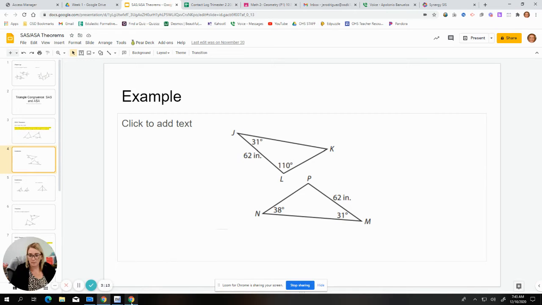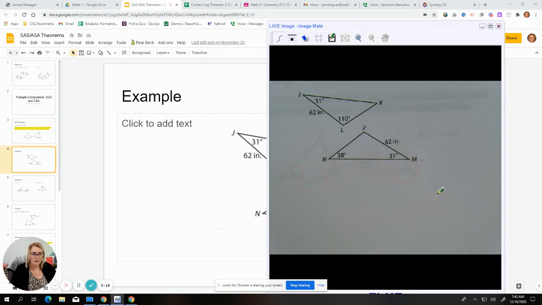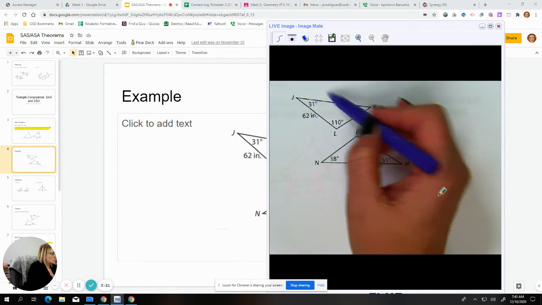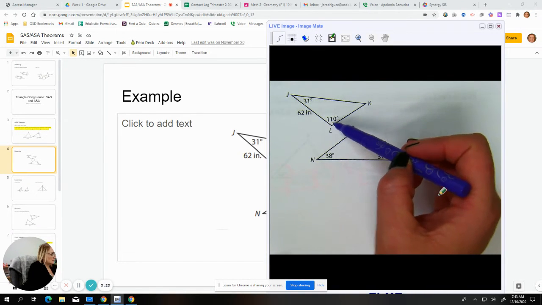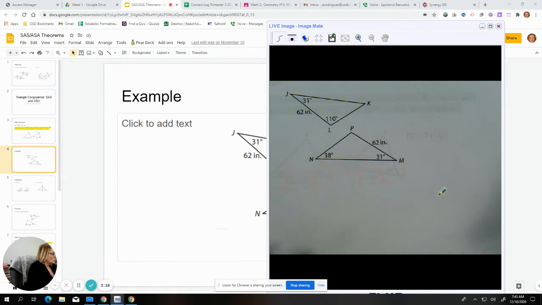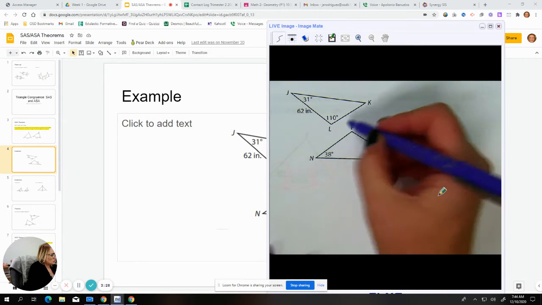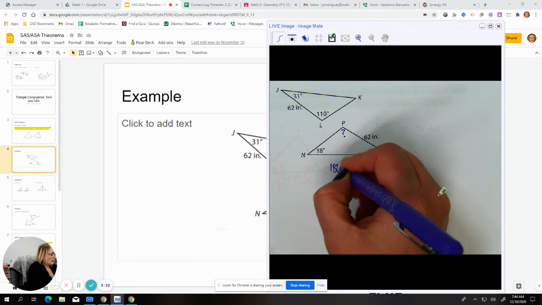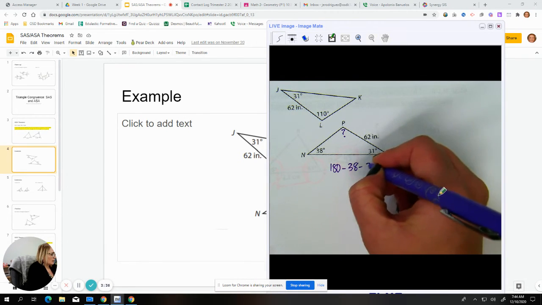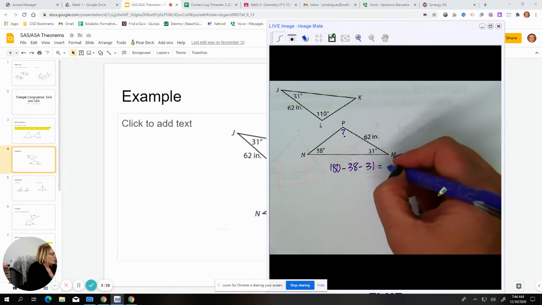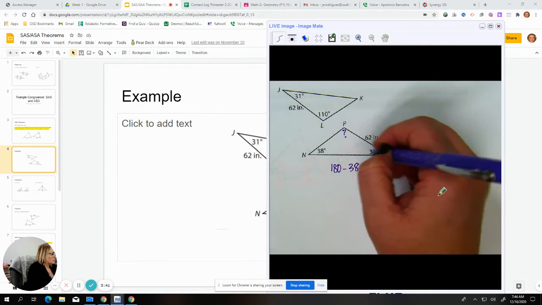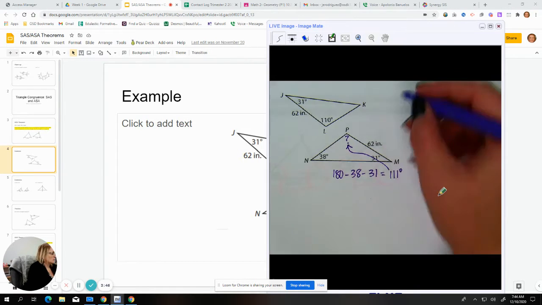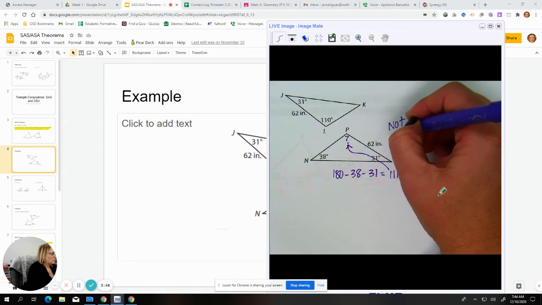Again, let me pull up this screen. We need to look for these two angles, right? We need a 31 and a 110 with a 62 in between. So we have a 31, we have a 62, and this is our question mark to figure out. If we take 180, subtract 31, and subtract 38, we actually get 111 degrees, which does not match our 110 degrees. So these are not congruent.